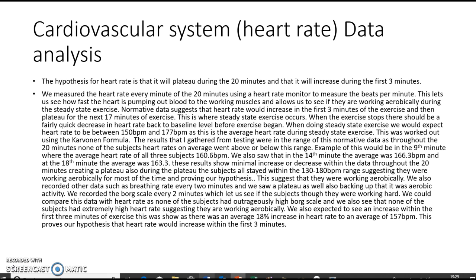We could also expect an increase within the first 3 minutes, and this was shown as there was an average of 18% increase in heart rate to an average of 157 BPM in all 3 subjects. This proves our hypothesis that heart rate would increase within the first 3 minutes.